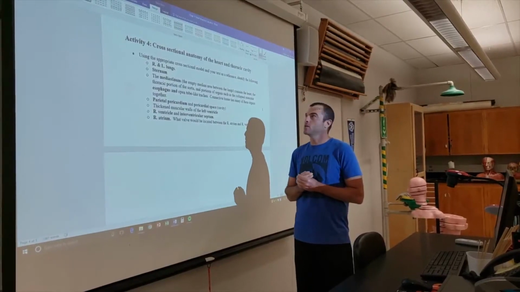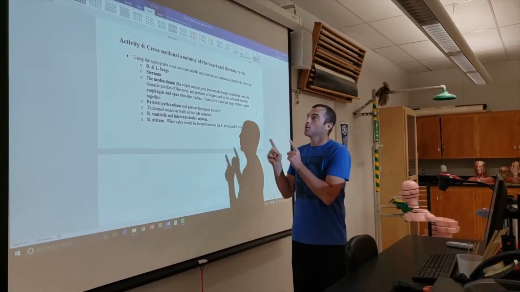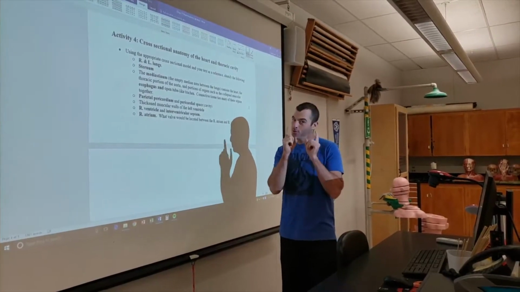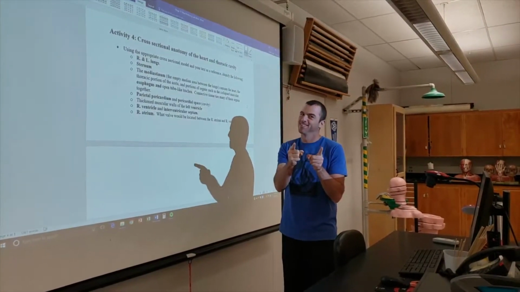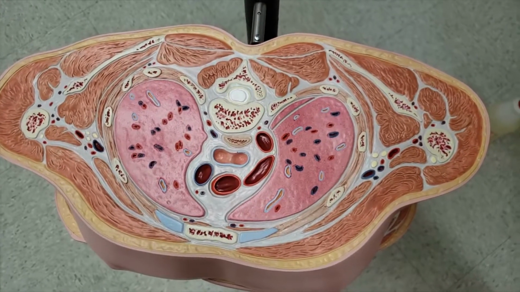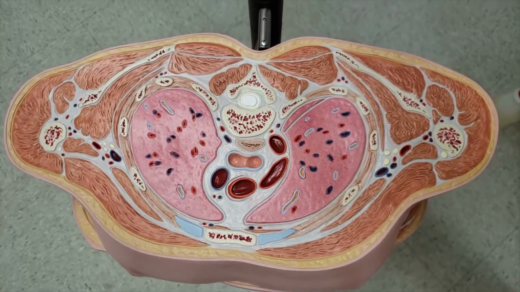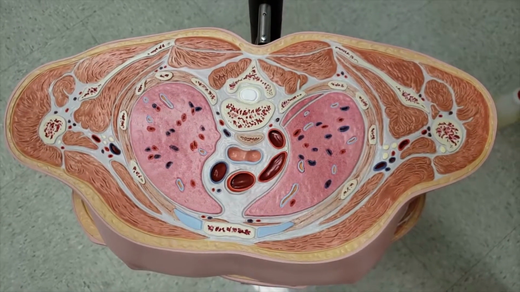Activity 4, we're going to take you to your favorite model, cross-sectional anatomy of the heart and thoracic cavity. You know it, it's Slice Man. All right, class, here we are at slice number 8. We're in activity 4, cross-sectional anatomy of the heart and thoracic cavity.